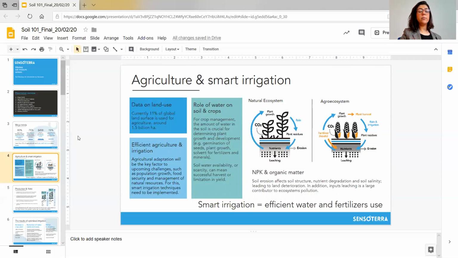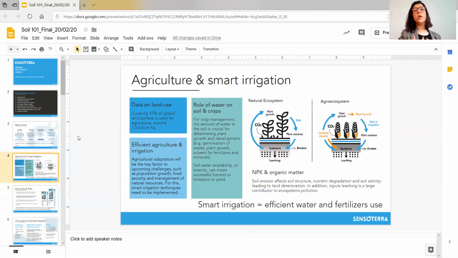At this moment, that we have world challenges like population growth, also food security, and natural resources management, we have to invest in agricultural adaptation. And to invest in agricultural adaptation, we need smart irrigation techniques to be implemented.